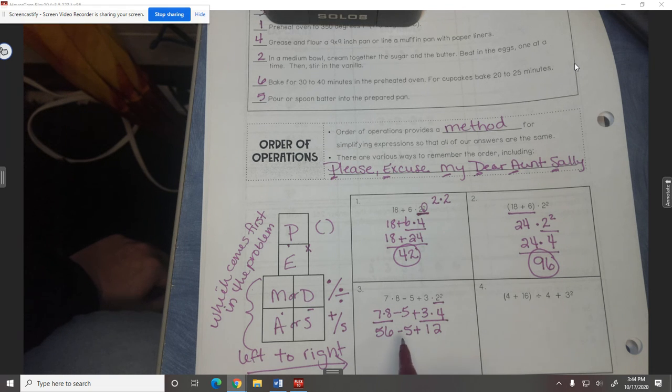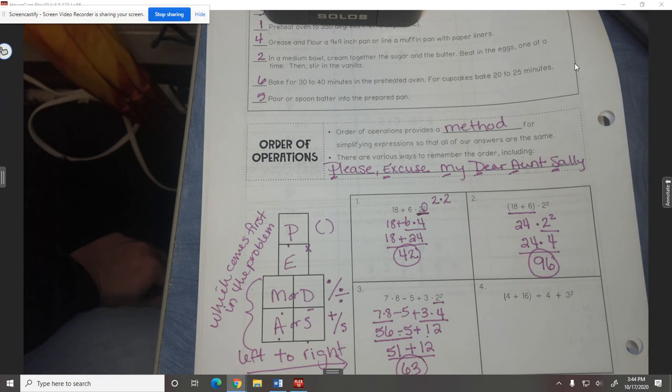All right, this is where it comes in. We have subtraction and addition. So addition or subtraction. If you got this problem wrong, this is probably where you went wrong. If you look back at our note, it says which comes first in the problem. And we're reading it from left to right. So 56 minus 5 is what comes first. So that's what I do first. 56 minus 5 is going to give me 51. Then I can bring down my plus 12. Now I can add 12, and I would get 63 as my answer.